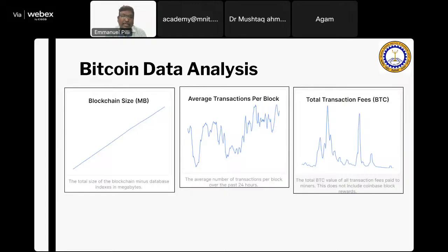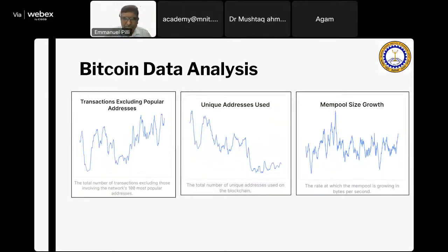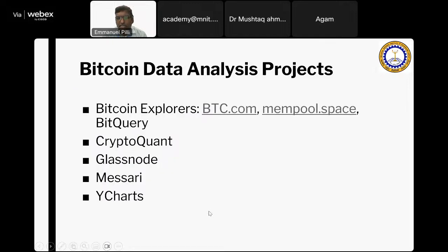So you can do some analysis on blockchain size, the total size of the blockchain, average transactions per block, total transaction fees, all these analyses. As the blocks are getting added, you can do these analyses. Transactions excluding popular addresses, unique addresses used, mempool size. So all these things. There are different Bitcoin projects, CryptoQuant and Glassnode, Messari, YCharts. You can explore different projects there.